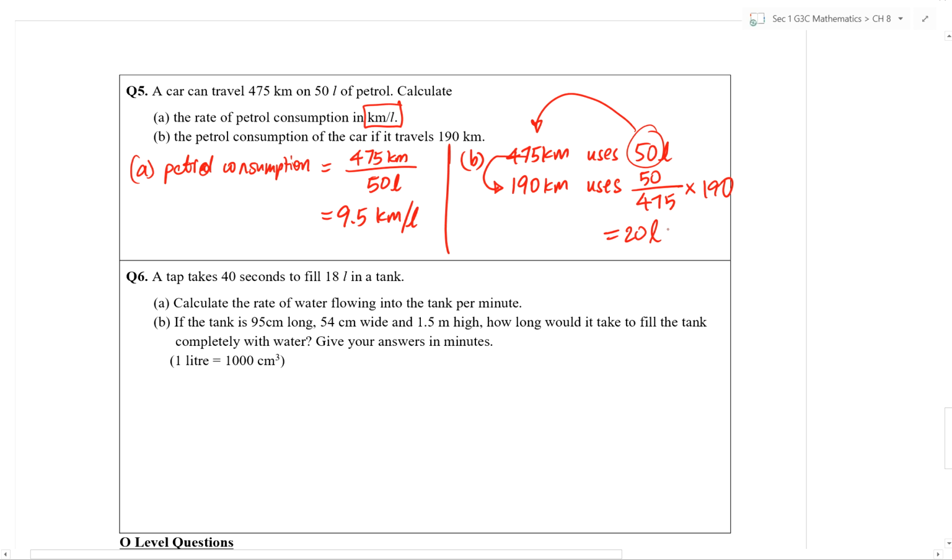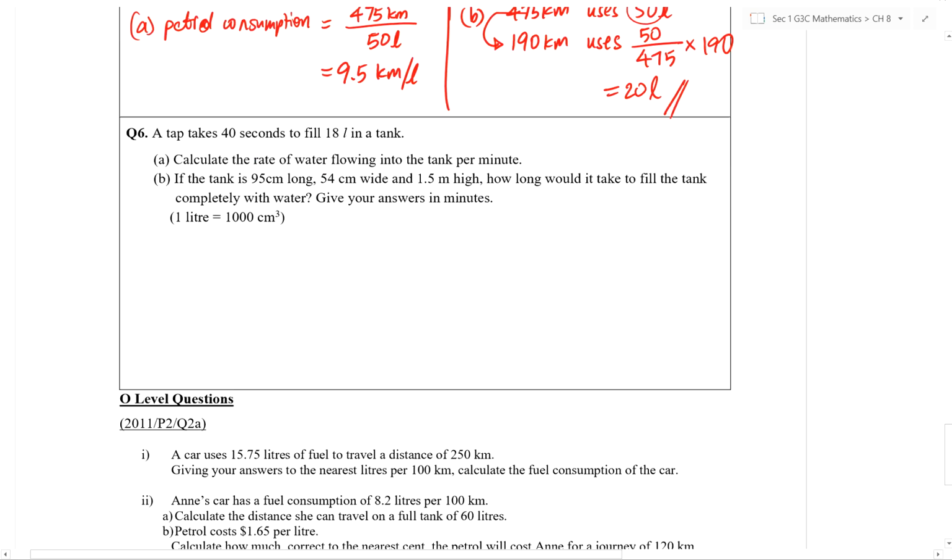So 20 liters are used for the car to travel 190 kilometers. Now for question 6, part A. They're asking for a rate of water flowing in the tank per minute. Okay, so our final answer will be in terms of liters per minute.